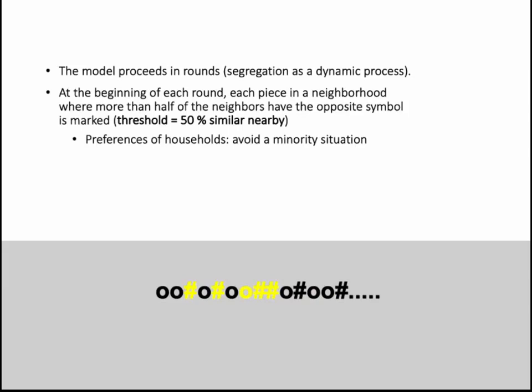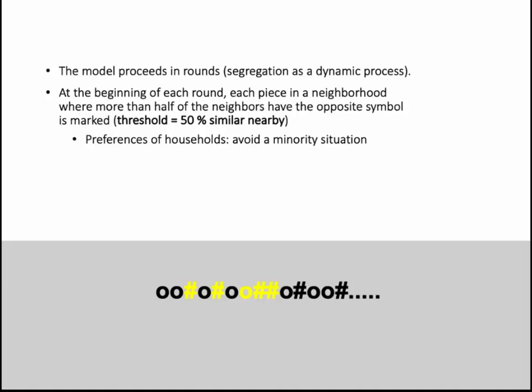So the model proceeds in rounds, and at the beginning of each round, that's something that Schelling describes. He basically creates this fake, very abstract world to make a point about how these very simple rules of interaction determine what the outcome actually is. So he comes up with this rule: at the beginning of each round, each piece in a neighborhood where more than half of the neighbors have the opposite symbol is marked as unhappy.